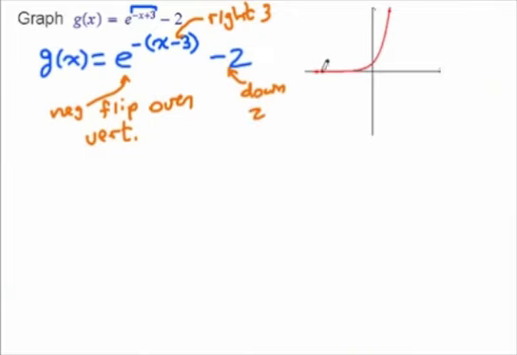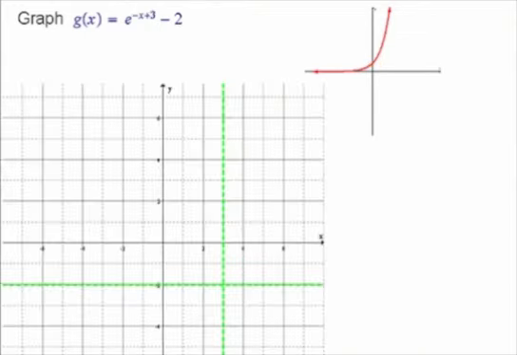So remember, this is the generalized graph of an exponential. It follows the negative x-axis, hits this point 0, 1, and then it shoots off to infinity. And then we're just going to move it around. Alright, so first off, I'm going to put in the right 3 down 2 translated axes. So here is x equals 3, and here is y equals negative 2.